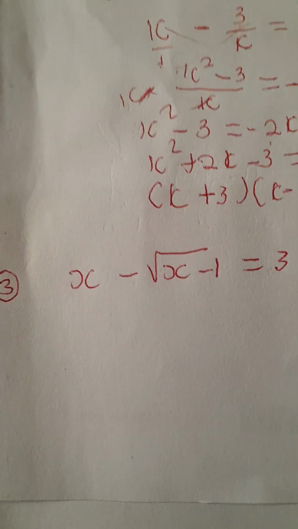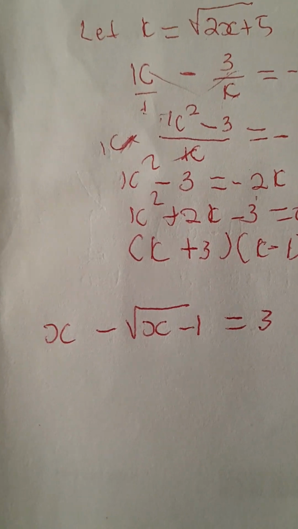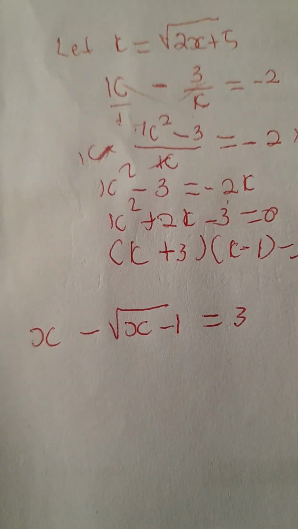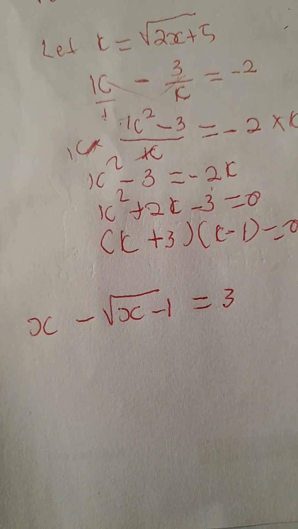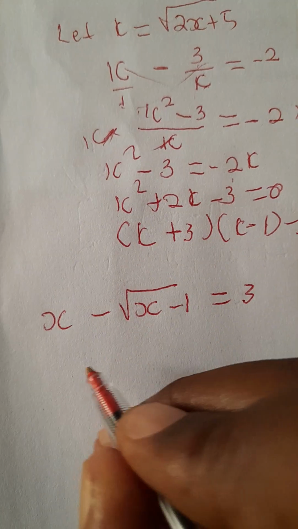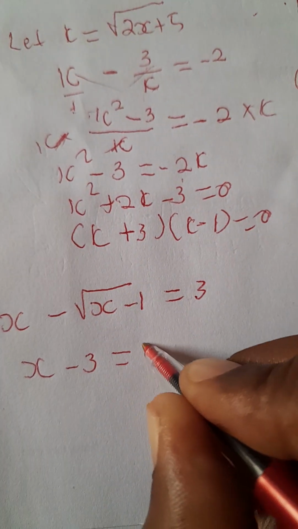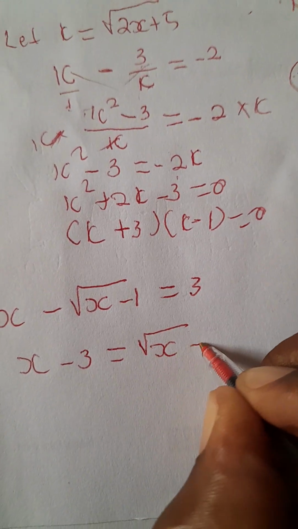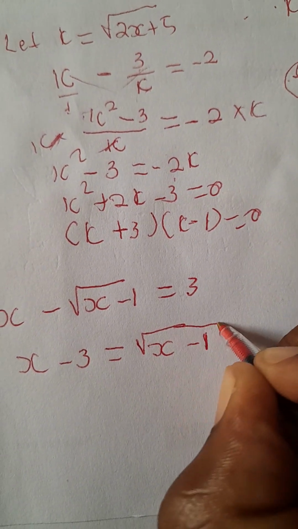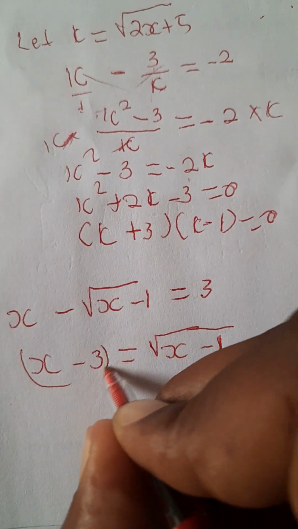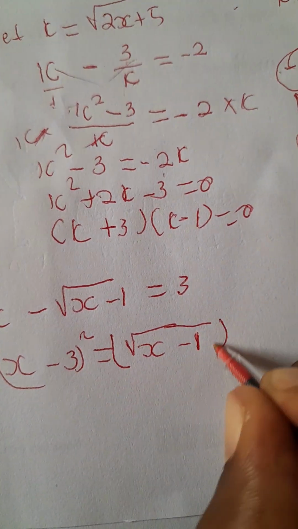So let's go to the last question. The last question requires us to also, it's a third equation. So to make things easier, you could take 3 to the other side. When you take 3 to the other side, it becomes minus 3. Take negative root x to the other side, it becomes positive root x minus 1. Then you can square both sides. You can square both sides to make life easier.